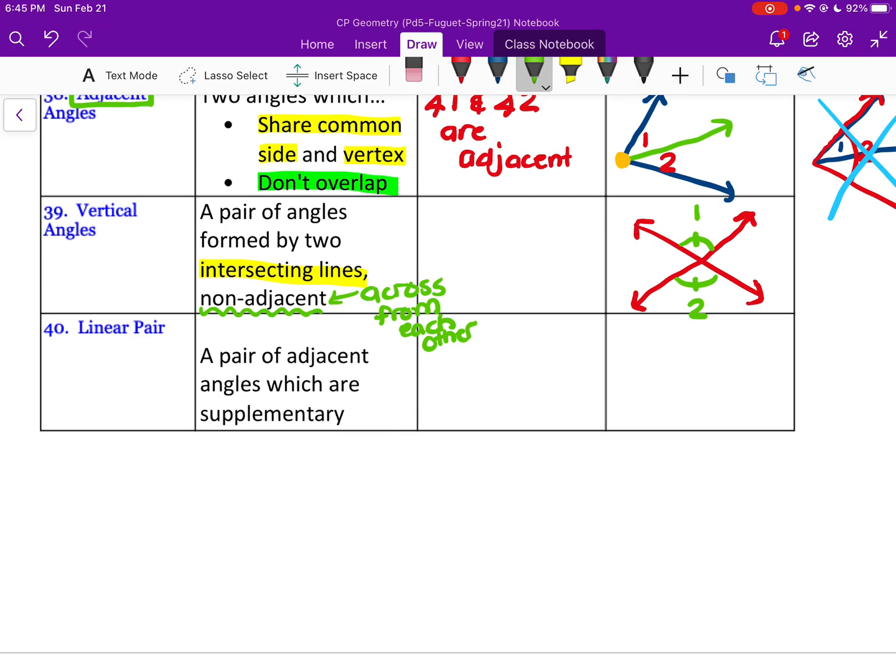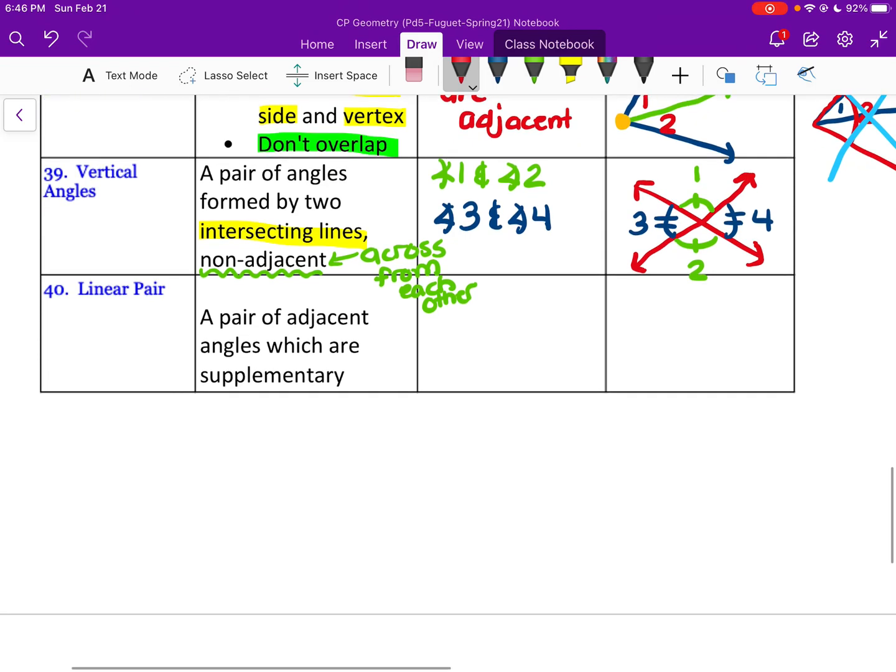For now, the important thing is to know that angle 1 and angle 2 are vertical angles, but then maybe we call this angle 3 and angle 4. Right? So in this case, there are actually two different pairs of vertical angles that are formed. Okay, so all you have to know is they're across from each other in the X.